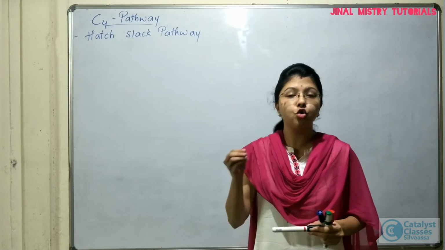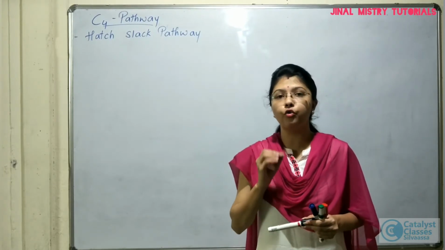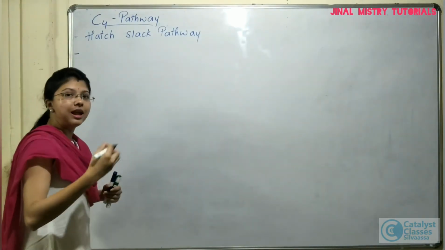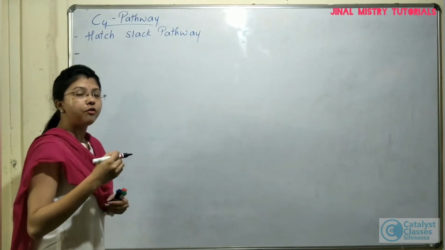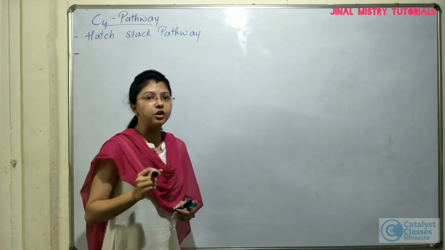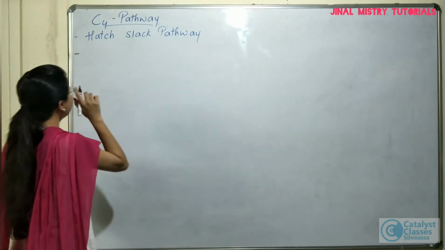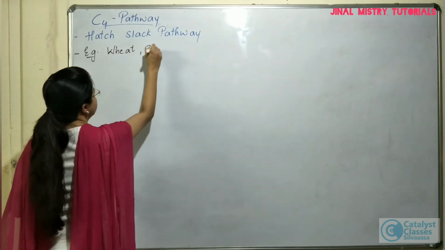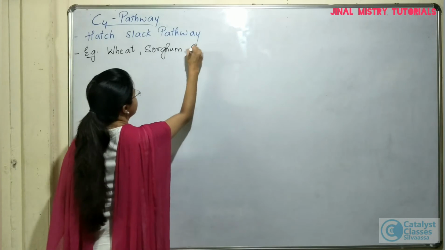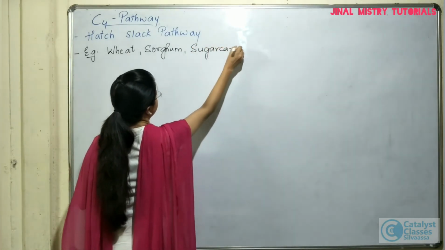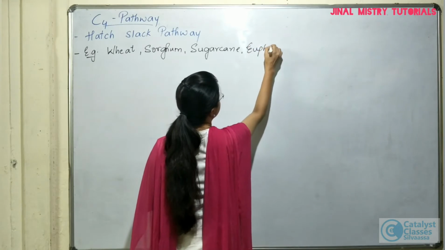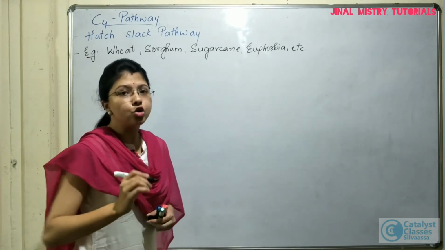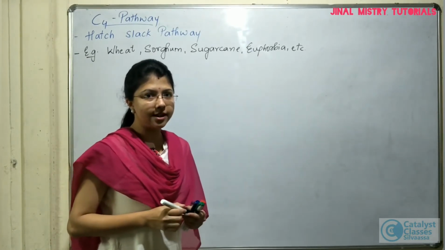Now basically the C4 pathway is an adaptation that has been adopted by certain plants to prevent the loss because of photorespiration. We have already seen that due to photorespiration less glucose is produced. Instead of binding to carbon dioxide, rubisco binds to oxygen. So some plants like wheat, sorghum, sugarcane, euphorbia, etc. have adapted a mechanism to avoid the loss that was taking place because of photorespiration.